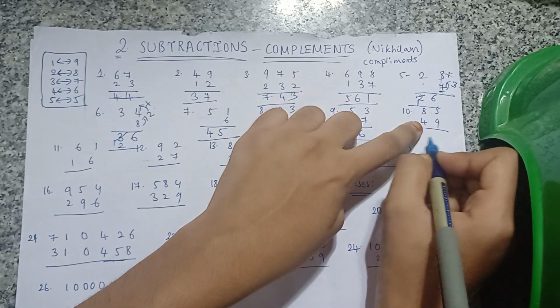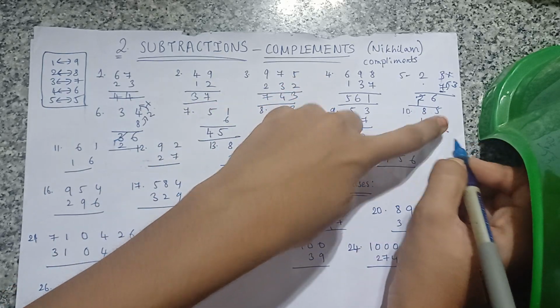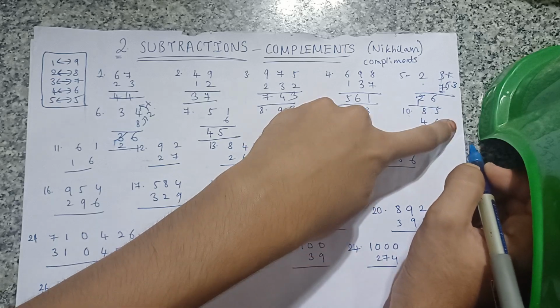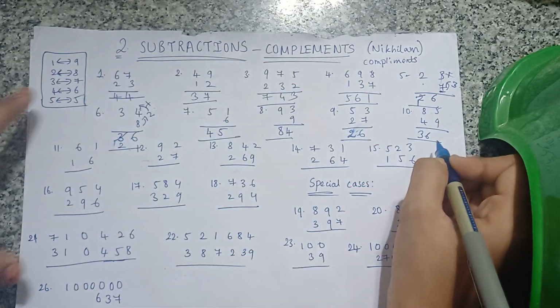Now 8 minus 4, 4, but this is a mismatch pair. So 4 minus 1, 3. The complement for 9 is 1. Now 1 plus 5, which is 6. 36. Hope you have understood.